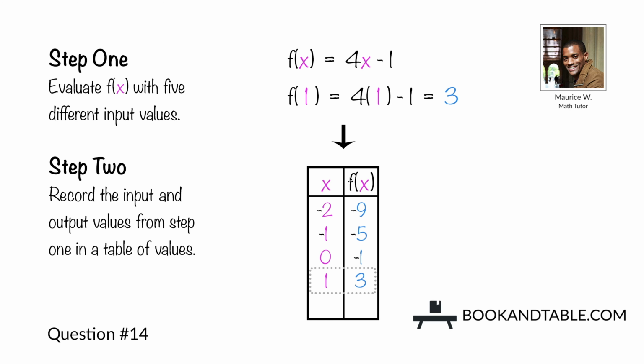f of 1 is equal to 4 times 1, which is 4. And 4 minus 1 is equal to 3. So the x value is 1 and the y value is 3.